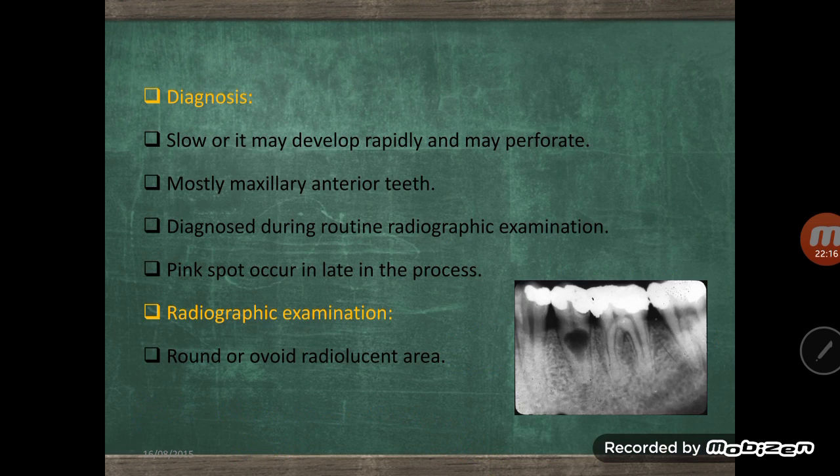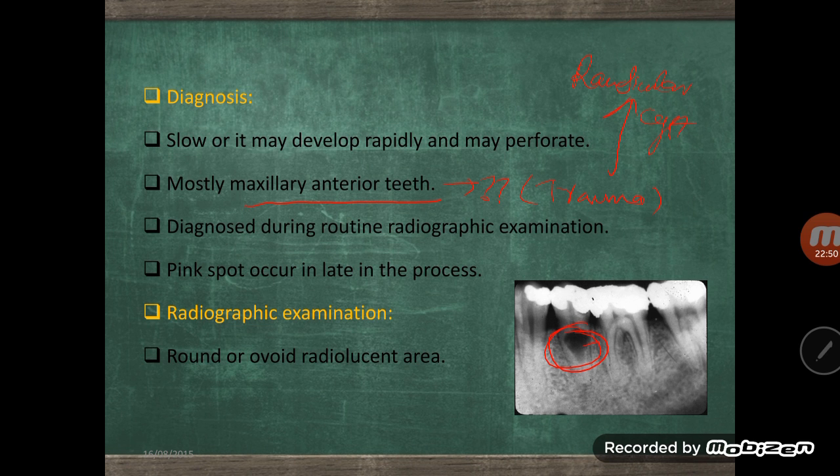The progression is very slow. You can see the internal resorption, though there may be slight communication externally, but it's an internal resorption case. It is slow, or it may develop rapidly and cause perforation, because in this there are very thin mesial and distal walls in the radiograph. It's most commonly in the maxillary anteriors. If anyone is asking the reason, that is trauma. Even radicular cyst is most common in the mandibular anteriors because of trauma.